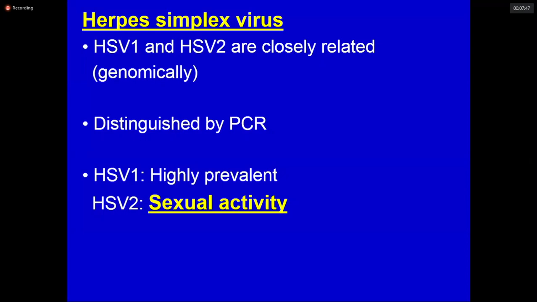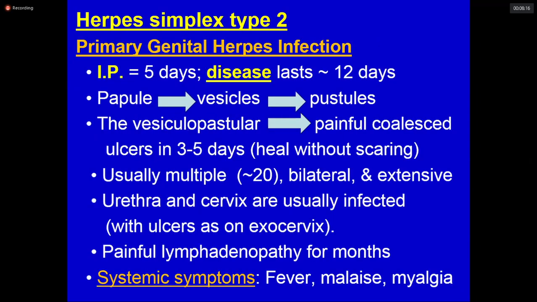Starting from the beginning, herpes simplex virus type 1 and type 2 are closely related genomically. They can be distinguished by PCR and also by specific antibody test. Type 1 is highly prevalent. Type 2, we said, can be transmitted by sexual activity. That is why we are going to concentrate on it during our study of UGS.